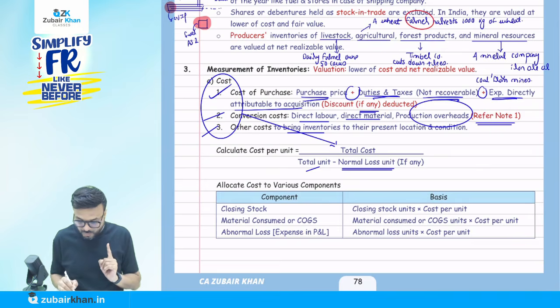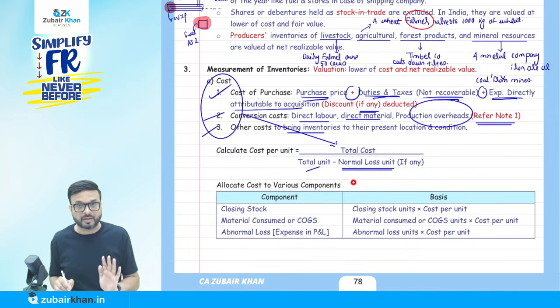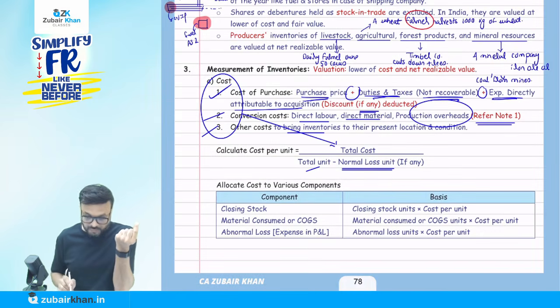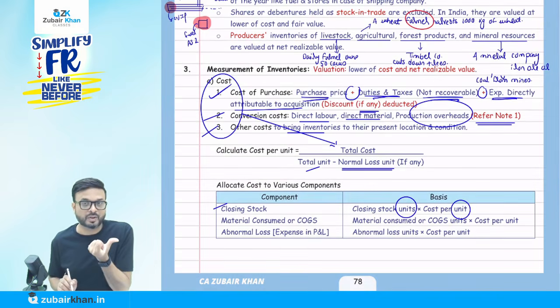They say total units minus normal loss units, if any, then total cost divided by this number of units. So you will find the cost per unit. If they tell us the value of the closing stock, the cost of the closing stock, I will say closing stock quantity multiplied by the cost per unit. You will get the amount of closing stock.